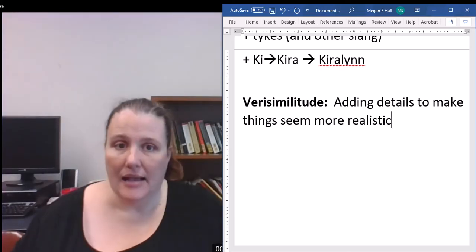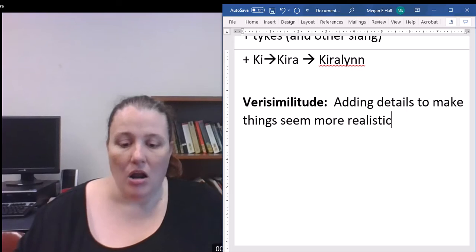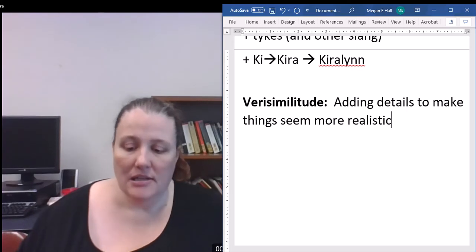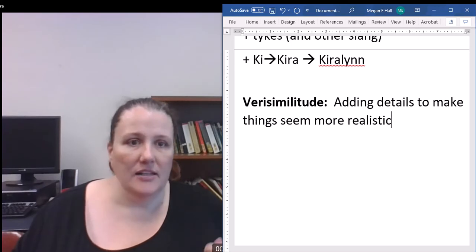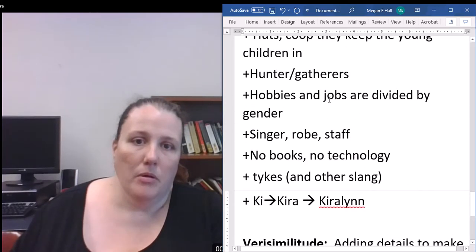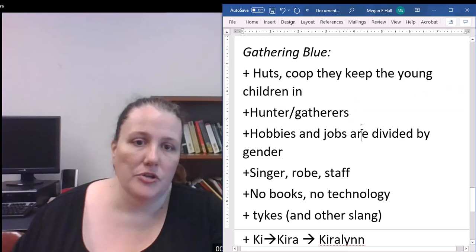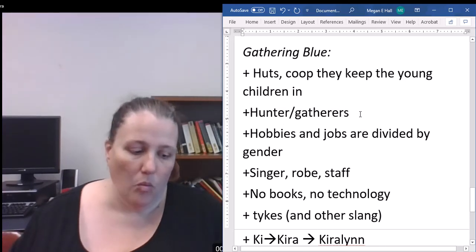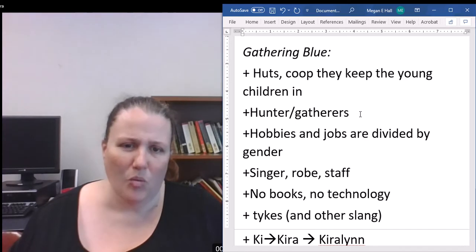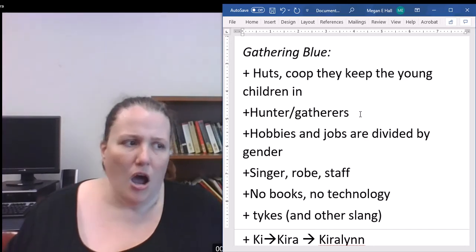And that is incredibly important as an author when you are creating your setting, because you don't want to have a fantasy world where they're hunters and gatherers and that's all we know about them. So what do the women do? What do the men do? What slang do they use?